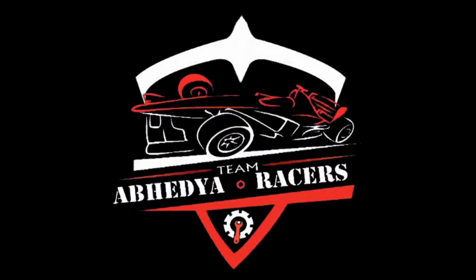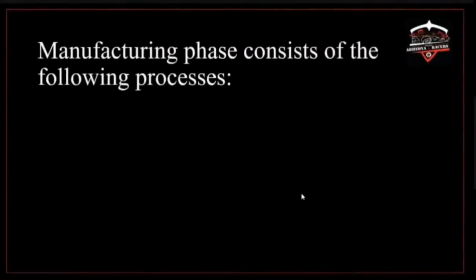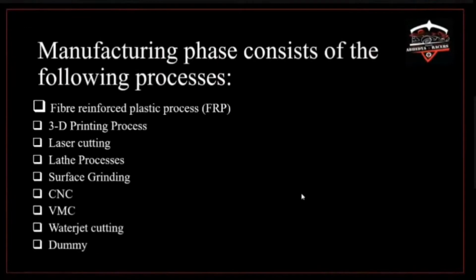That was a glimpse on virtuals and the fun we had. Now let's have a look at manufacturing that is explained by Prachiti. Let's take a look at manufacturing. Manufacturing phase consists of the following processes: fiber reinforced plastic process, also known as FRP process, 3D printing process, laser cutting, lathe processes, surface grinding, CNC, VMC, water jet cutting, and dummy.